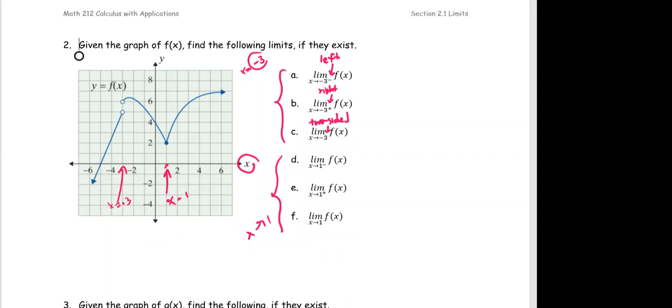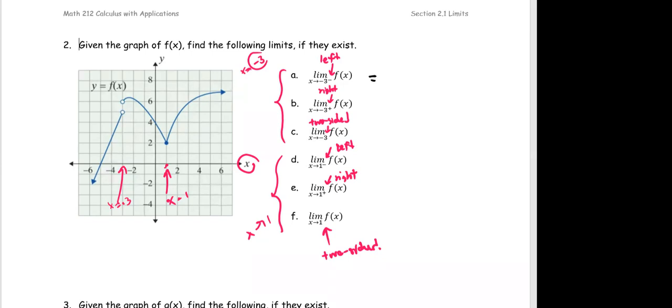Similar for the next 3 limit problems. Target number 1, but look from the left for part D, the left-sided limit. Next, this is the right-sided limit, and the last is two-sided because we do not see a superscript in the upper right corner of number 1. All right, one at a time. For A, B, and C, the left-hand limit.